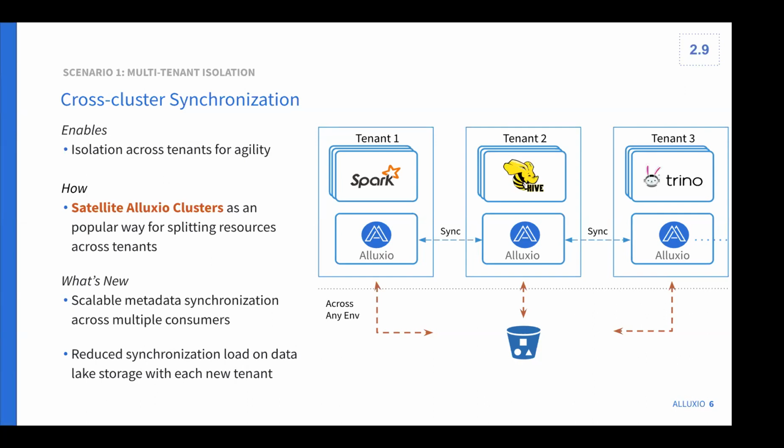So if tenant 1 was writing data which is going to be consumed by tenant 2 and tenant 3, by this federation of Alluxio clusters that we have with this new feature, it's done in near real time, and these events are pushed instead of tenant 2 and tenant 3 having to poll the underlying data lake storage and discover what has been changed by tenant 1.